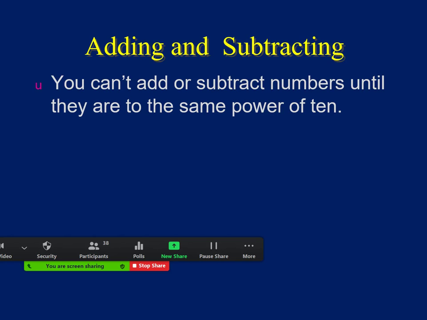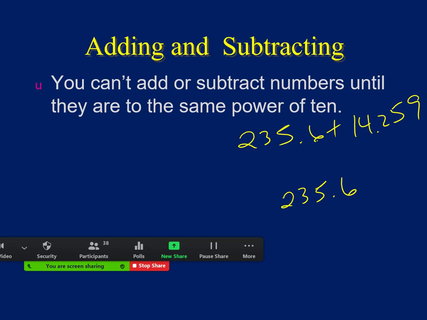Numbers, the first thing you have to do, if I ask you to add 235.6 and I want you to add 14.259, the first thing you have to do in order to do that adding is line up the decimal points. And then you can do that addition. You got to line up the decimal points.